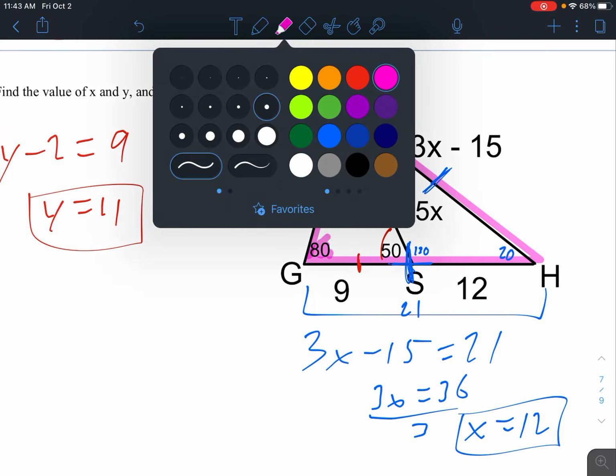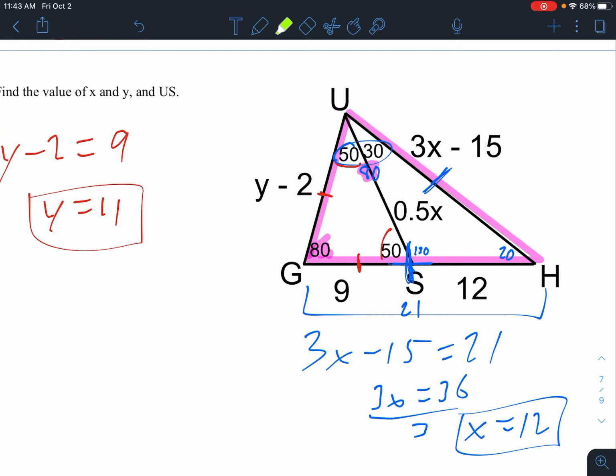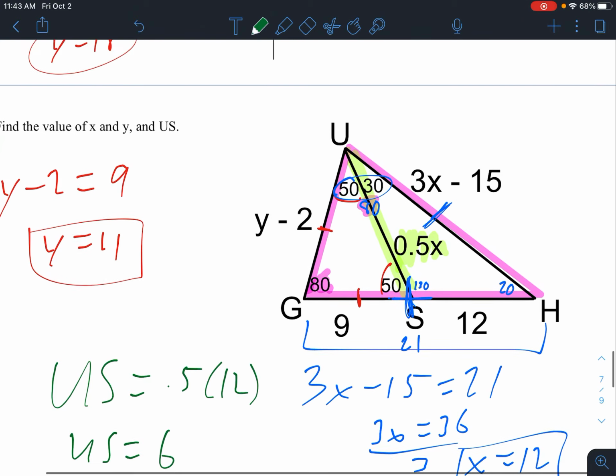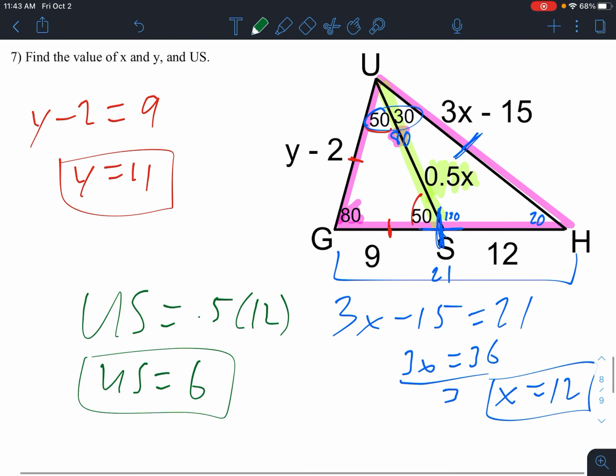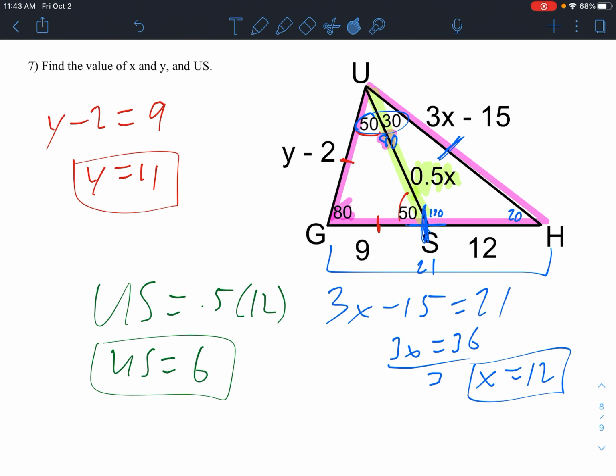The final thing tells us to find the measure of US, which is in the middle here. US is just half of x. So US is 0.5 times 12. US must be 6. And that'll do it for section 3.2.